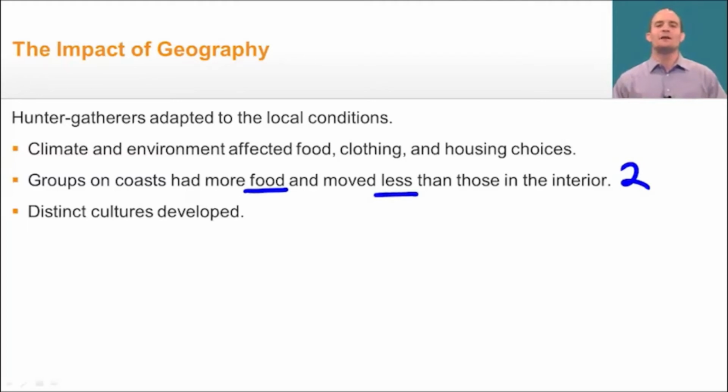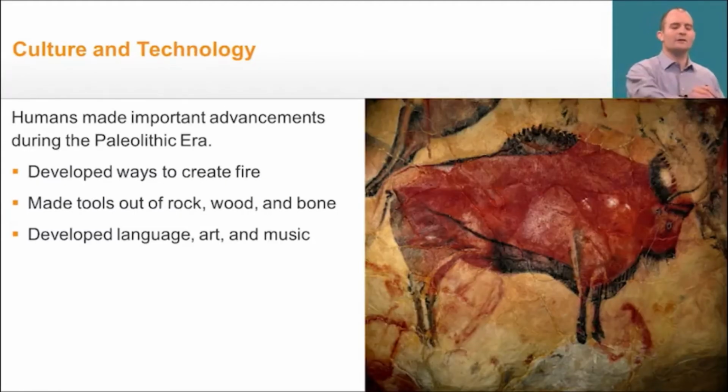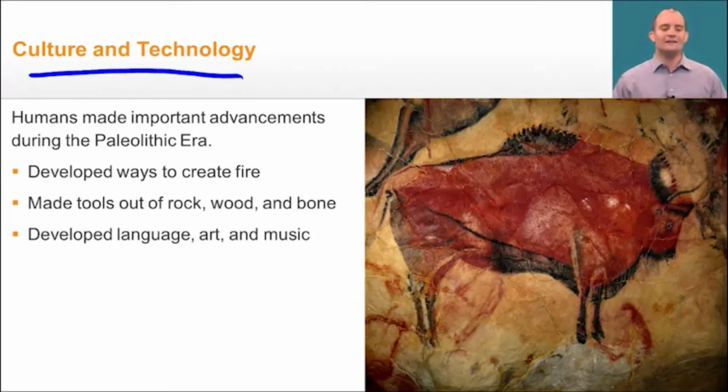Now, two, groups on the coast usually had more food and they moved less. The reason being is that most of them were fishermen. So instead of going out and hunting or throwing a spear at an animal and that animal running off and you chasing it, you would just go fishing, so you did not have to move as much. And third and final, distinct cultures developed because of this. A culture that lived on the coast would be much different from a culture that lived in the interior.